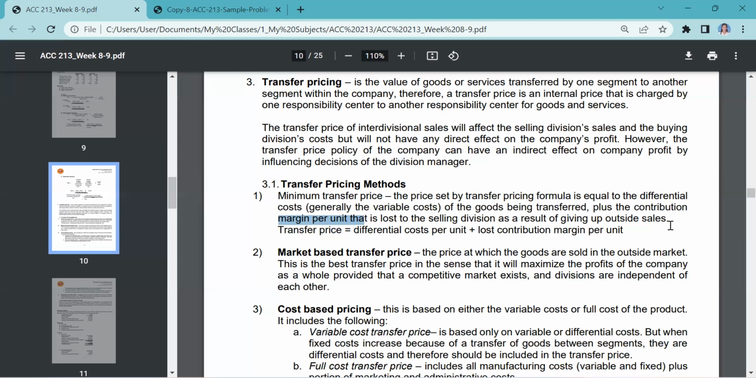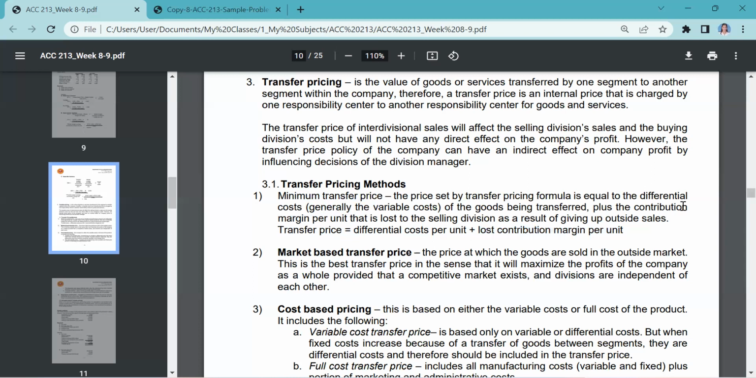So the opportunity loss will be equivalent to the contribution margin per unit of the lost units, the units we can no longer sell to the outsiders. So again, this is your formula using the minimum transfer price. You have here the differential cost per unit plus the lost contribution margin per unit. So that is your transfer price.